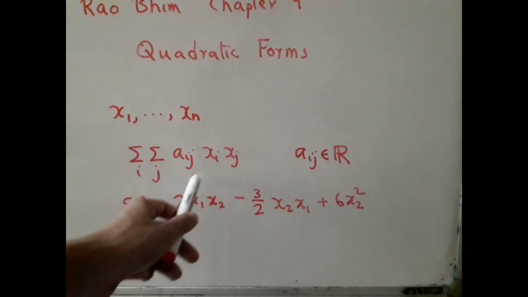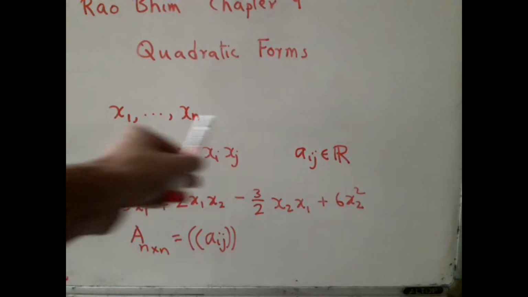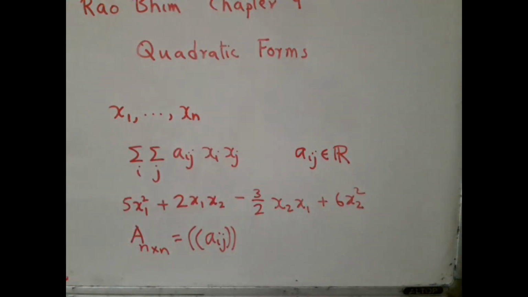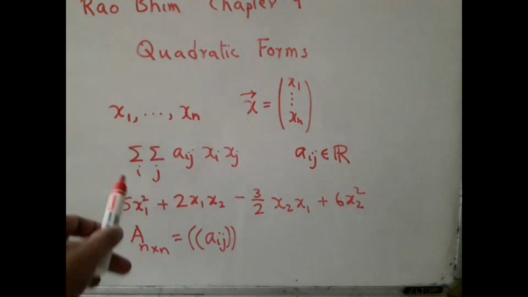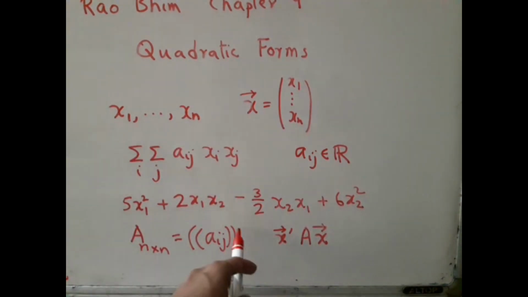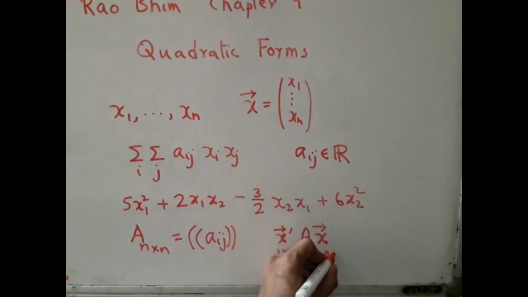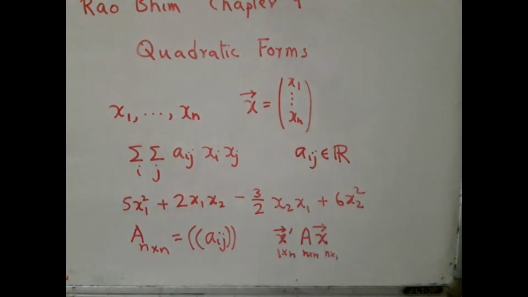Now if I construct a matrix out of all my aij's, then I can write these in matrix notation by considering all my variables inside a vector, like this. Then this expression may be written as x transpose, the vector lying down, then a square matrix times another vector. So notice the order: this is 1 by n, this is n by n, this is n by 1. So it is a scalar quantity after all.